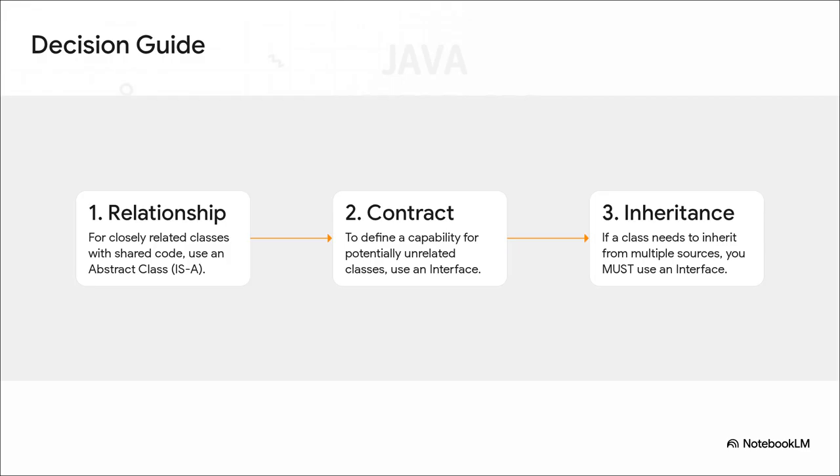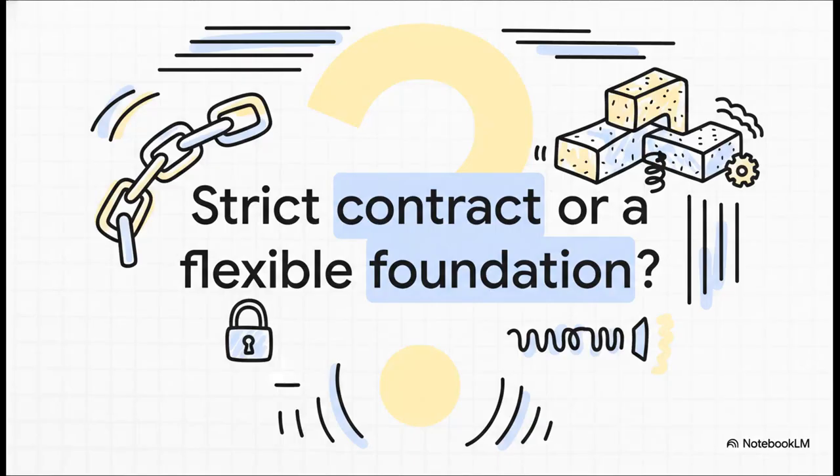And finally, here's the knockout rule. If your class already extends another class, or if you need it to inherit from multiple blueprints, you have no choice. You must use an interface. At the end of the day, neither one is better than the other. They're both incredibly powerful tools for building clean, abstract code. It's all about picking the right tool for the right job.